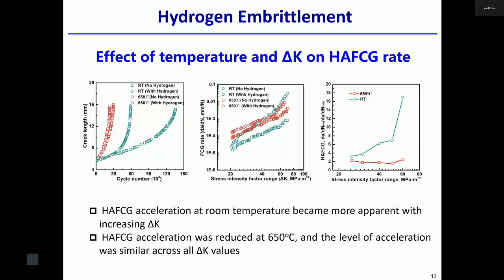These are the results for the fatigue crack growth. The first picture is basically the crack length versus the number of cycles. The second picture is fatigue crack growth rate versus stress intensity factor range. The last one just quantifies the level of hydrogen embrittlement. You can see with hydrogen, for both room temperature and high temperature, the crack growth is much faster compared to the condition without hydrogen. So clearly, this tells us hydrogen embrittlement is very important for this nickel-based alloy.